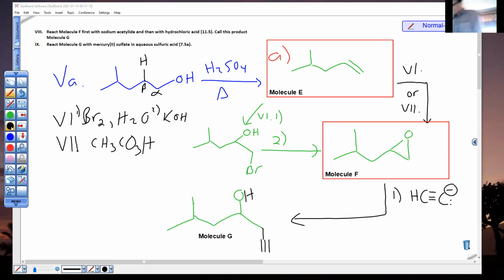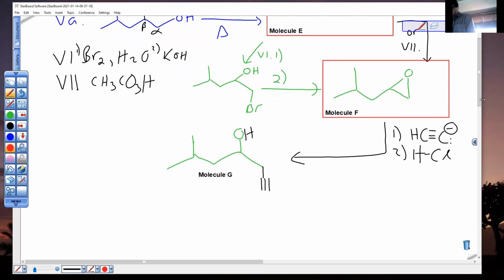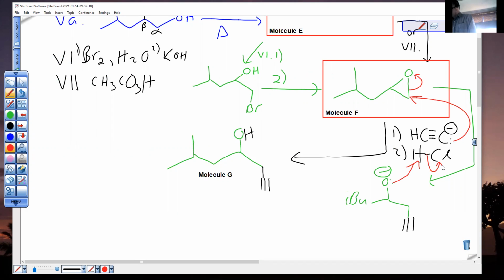Step 2 is HCl. Got to do step 1 and finish it first. Mechanism will just sneak in underneath here. Shouldn't be too bad. Attack the least hindered carbon. And mechanism in green. We got an isobutyl attached to a carbon that has an O-, and we have a new acetylide attached. An O- in step 2 picks up a proton. And there you have molecule G with a mechanism.